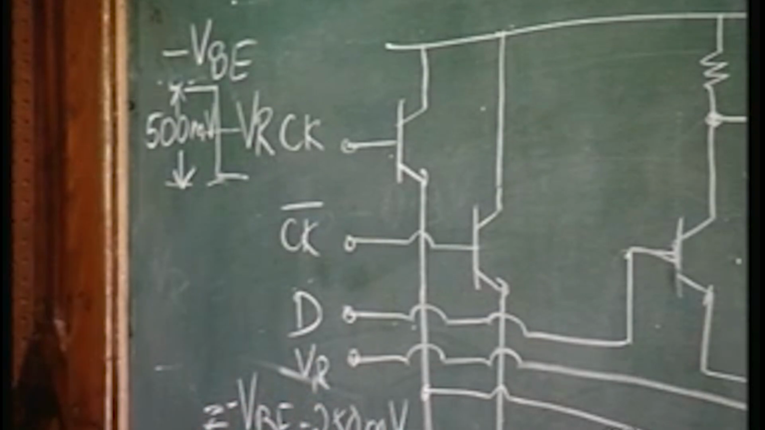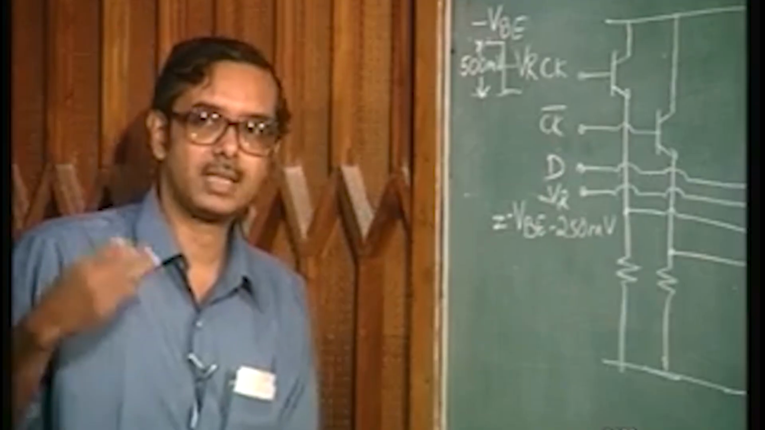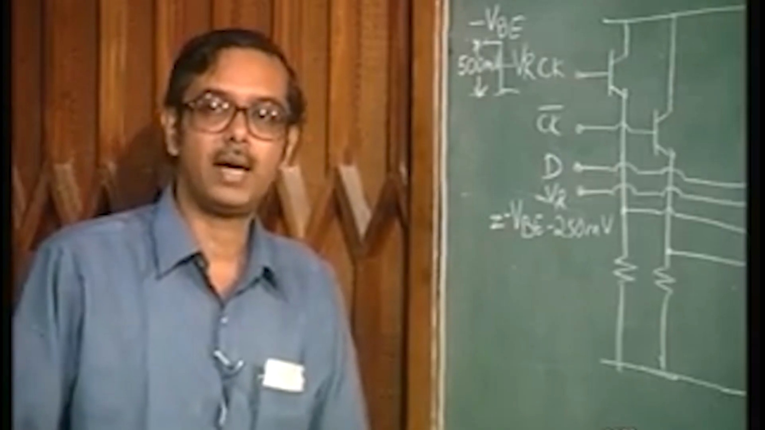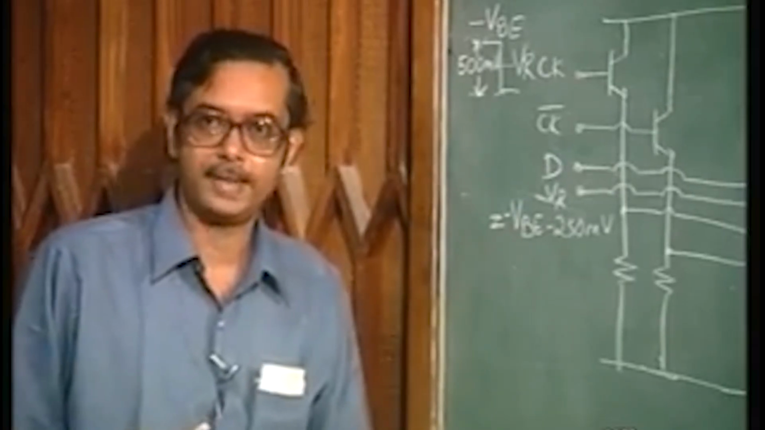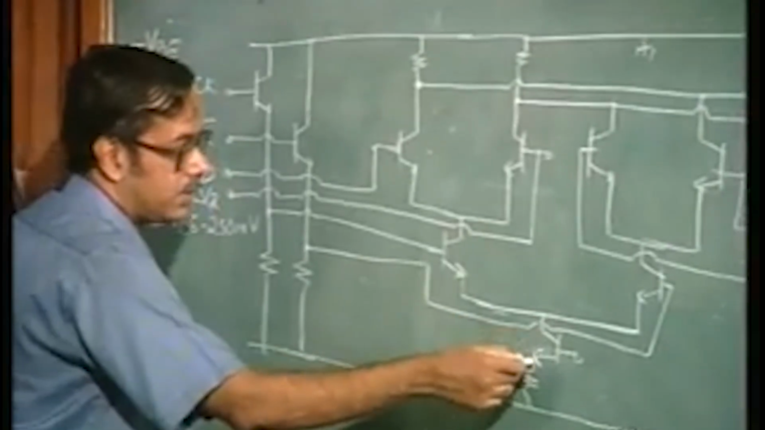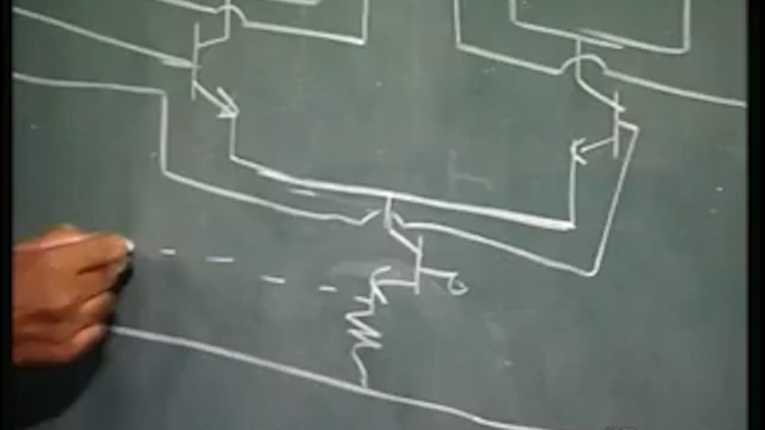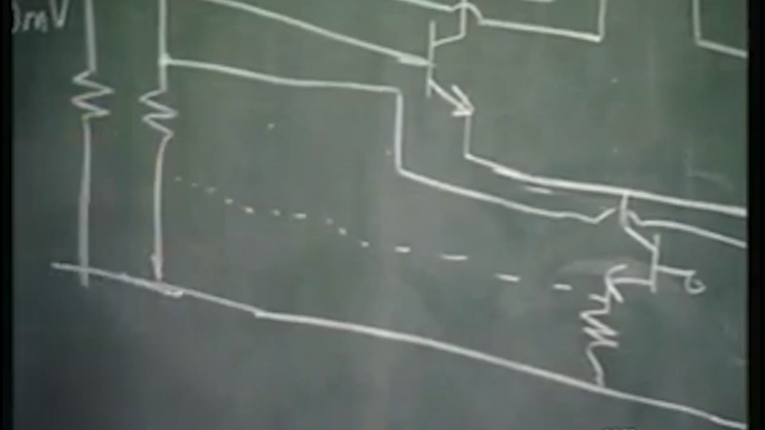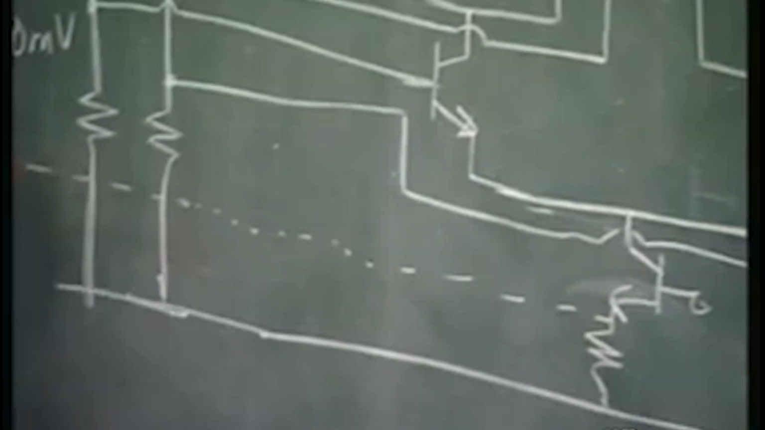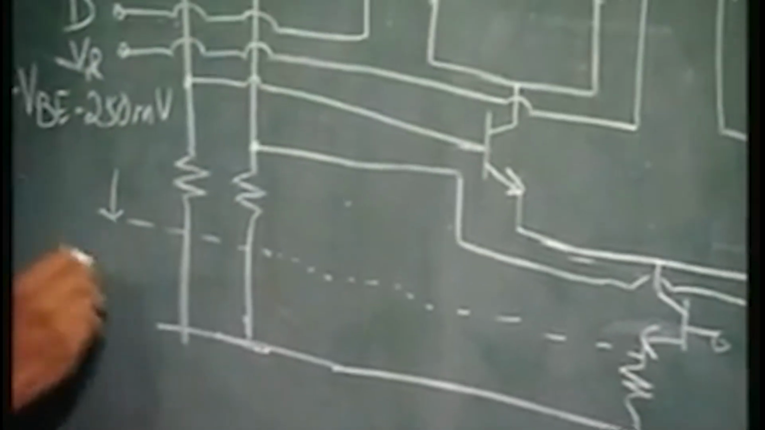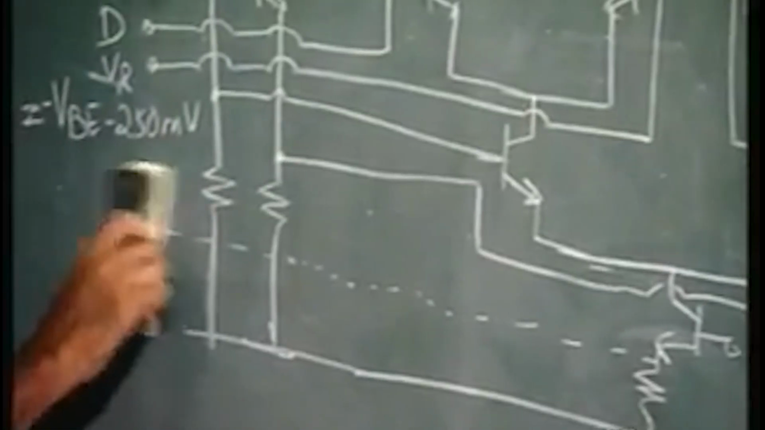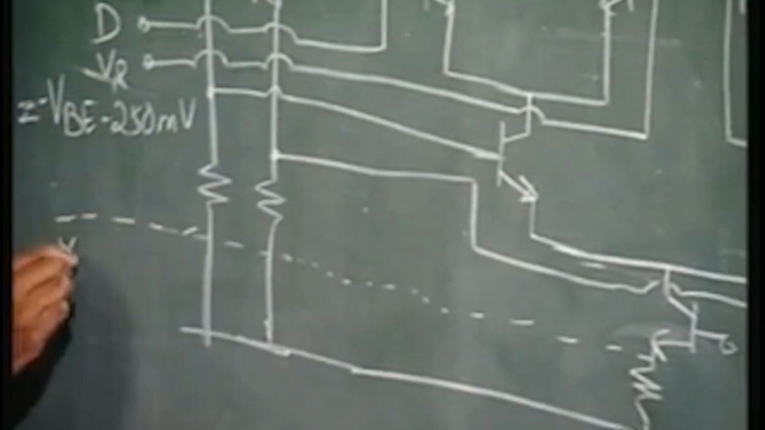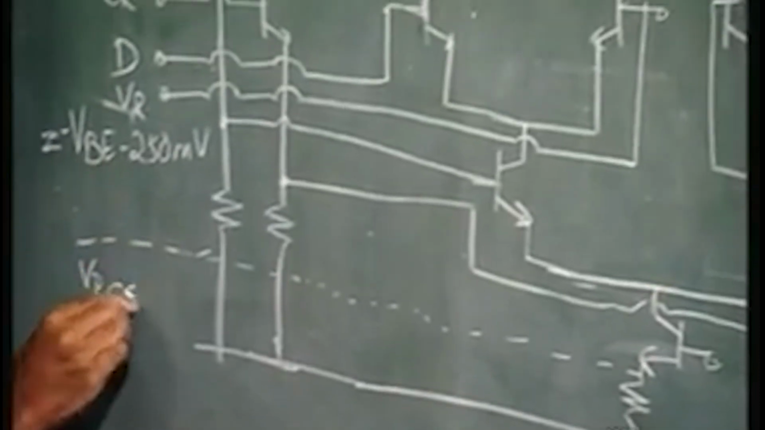Now, let us see what the power supply requirement is, or rather what the minimum value of VEE is that one requires for this circuit to operate. Here you have a current source with this resistance, and the drop across this resistance is one drop. So, let us call this VRCS, the drop across the resistance for the current source.